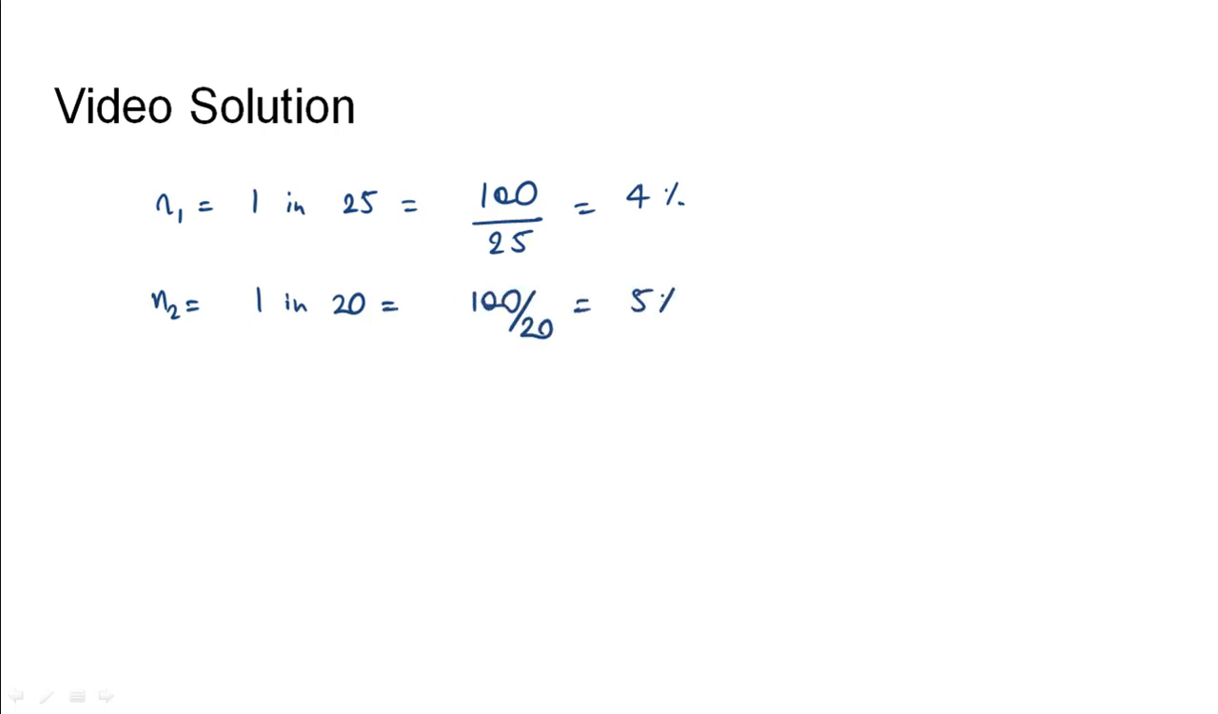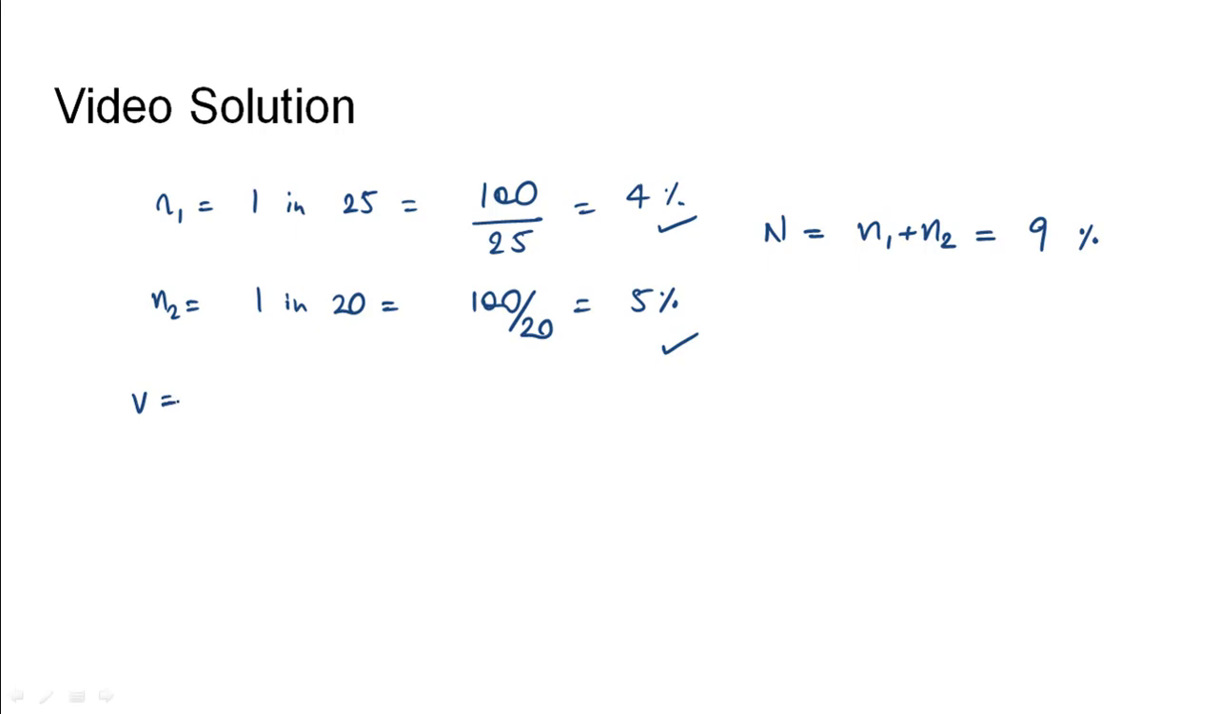In this case, the first gradient is given as 1 in 25. So in percentage it can be calculated by dividing 100 by 25, which would give the answer as 4%. The second gradient is given as 1 in 20. So this would be 100 over 20, that is 5%. So the magnitude of change is given as n1 plus n2, that would become 9%. Here I have neglected the signs as we are going to add them irrespective of their signs.